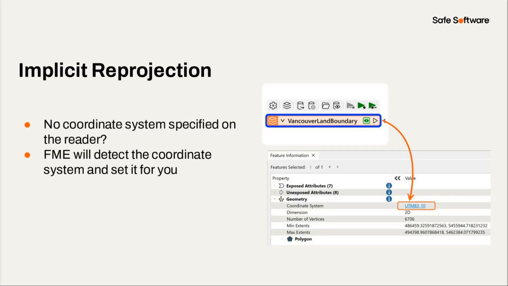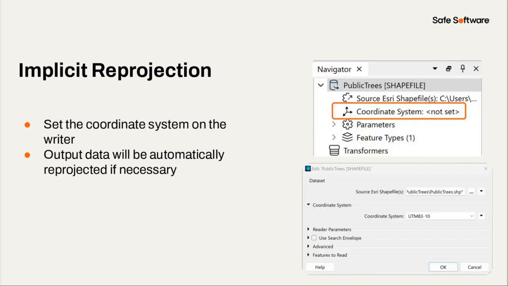After FME's automatically detected the coordinate system, you can go into the visual preview and open up the feature information window. In there, you'll get information about your geometry, including the coordinate system that it's automatically being assigned. And if you notice in here that the coordinate system isn't what you want, then you can just go back to your reader, and on the parameter where it says coordinate system, you can set that and ensure that it's reading in the right coordinate system.